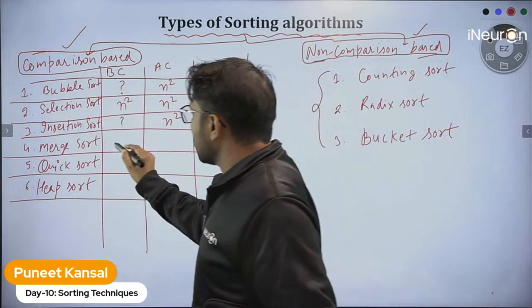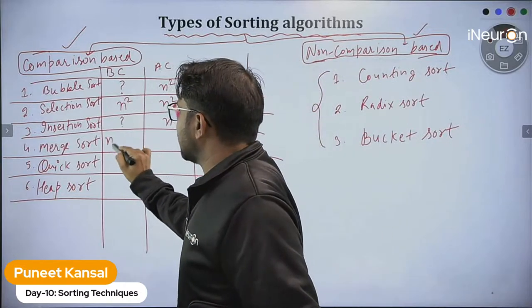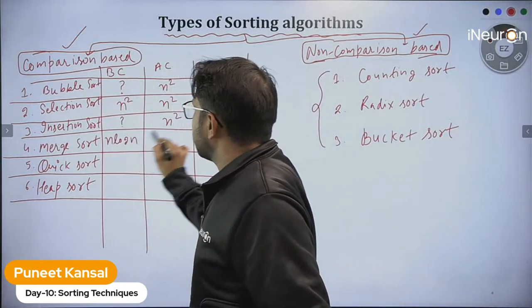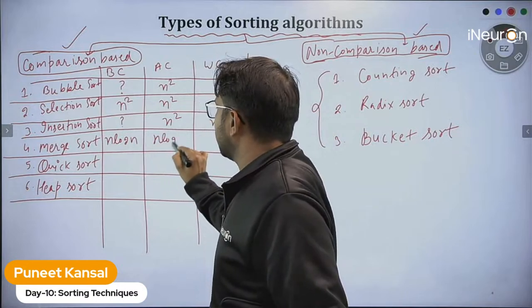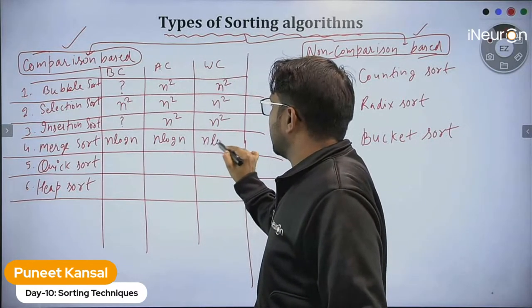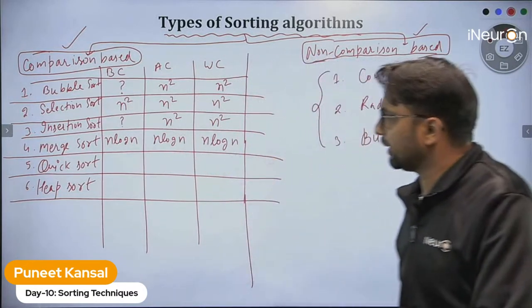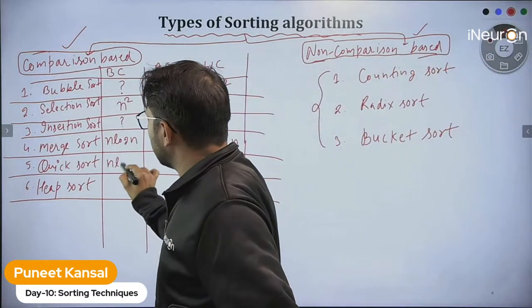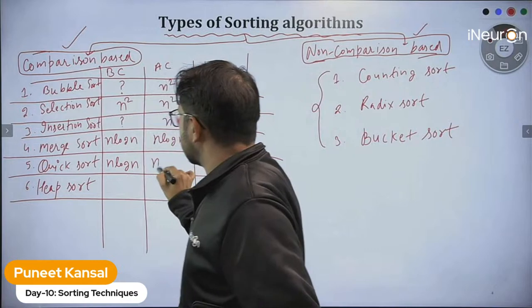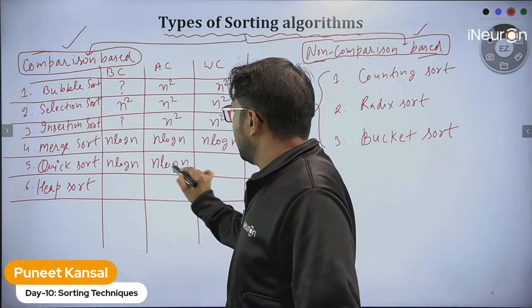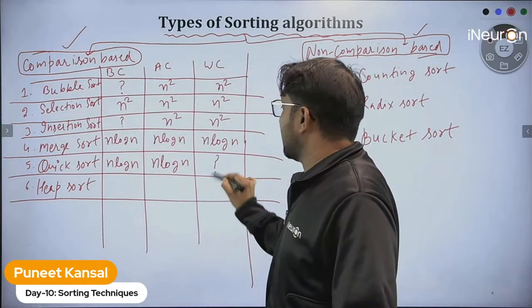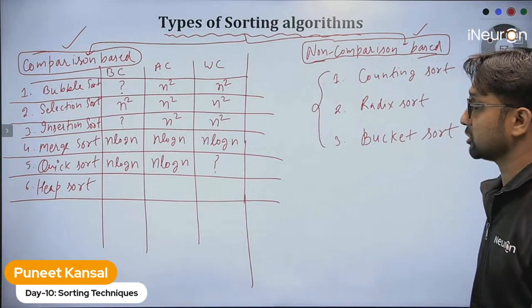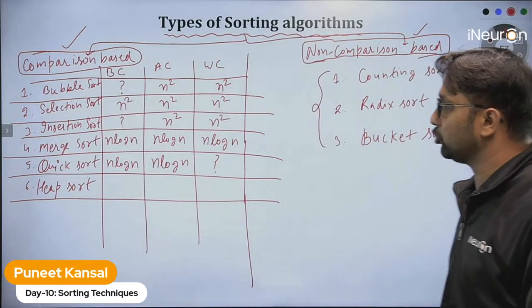Fine. Merge sort, best case n log n, average case n log n, worst case n log n. All of them, n log n, n log n, n log n. Quick sort, best case n log n, average case n log n, worst case. This is the interview question. Let me leave it to you people.